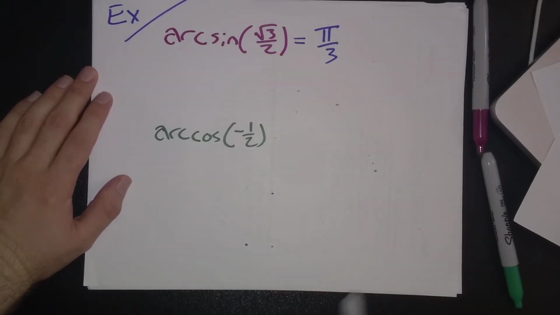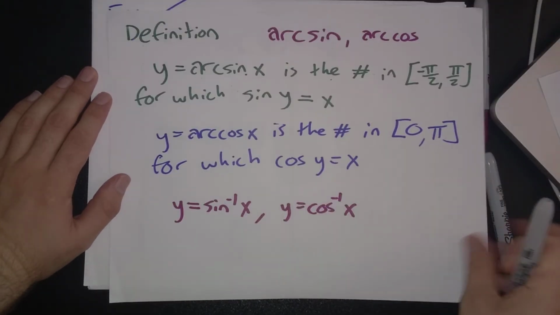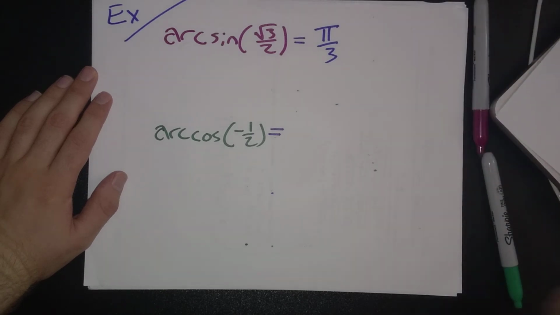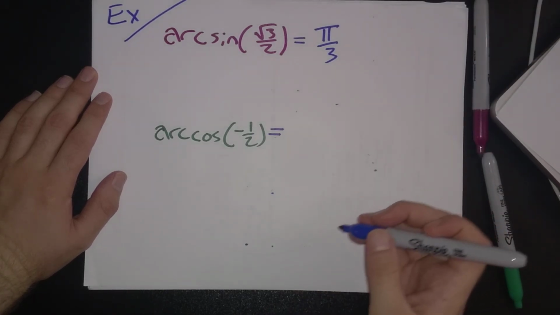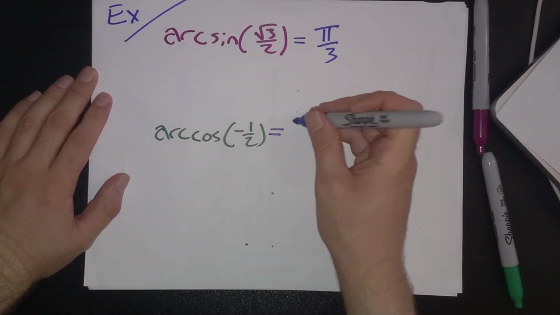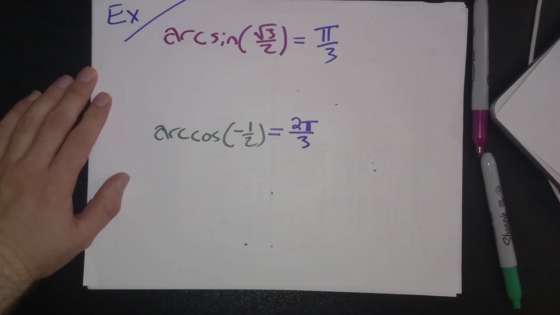For arc cosine of minus 1/2, we're looking for the number in the interval from 0 to pi for which cosine of y is equal to minus 1/2. And a little bit of thought says that that should be 2 pi over 3, if I'm not mistaken.